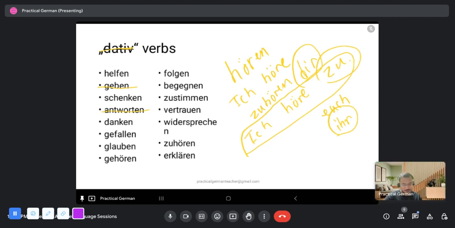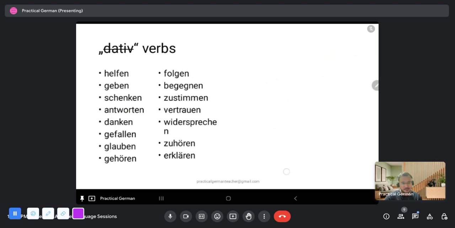Gehören here, for example: right now I'm using my tablet. So the tablet gehört mir. I'm also using my laptop. The laptop gehört mir. It belongs to me.